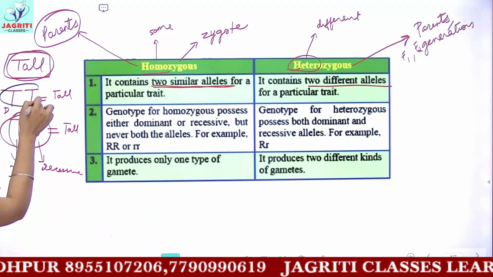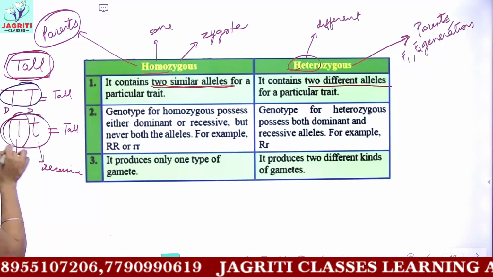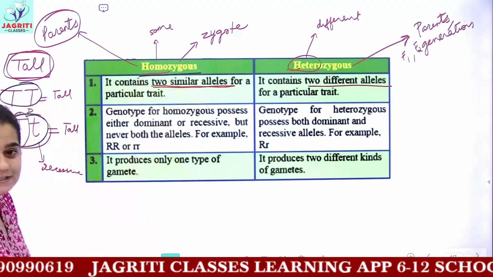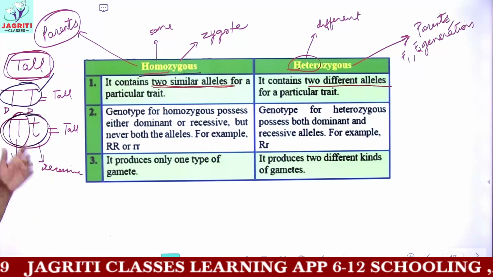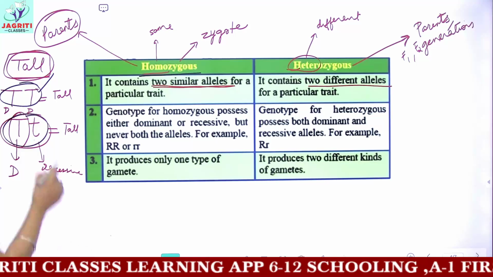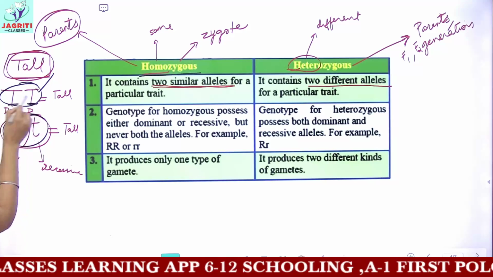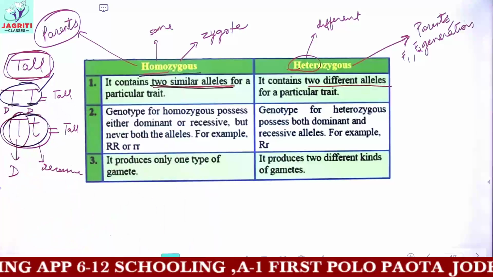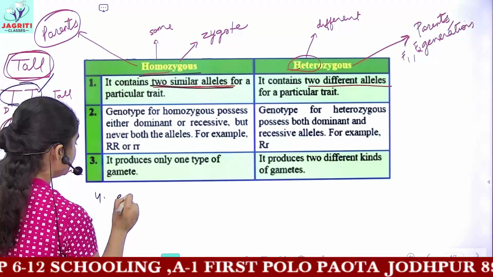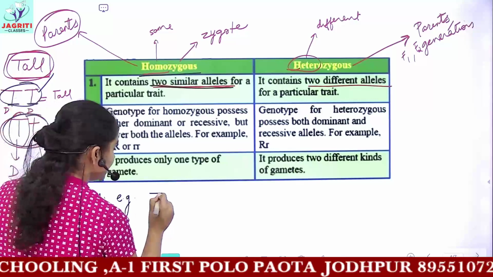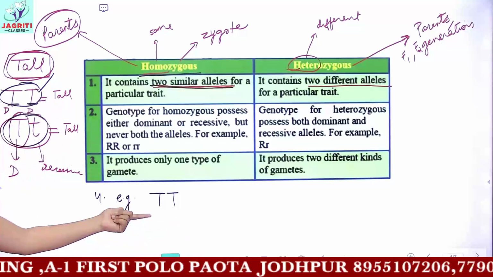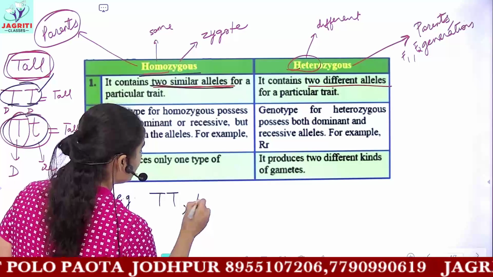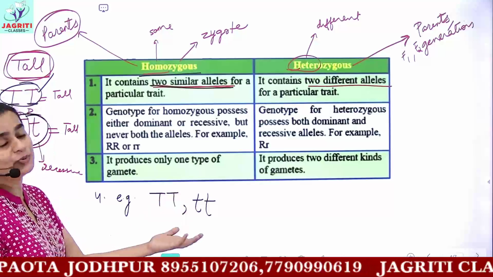That is, either you write capital T, or you can write capital T and small t. What would be homozygous? The first one, capital T, is called homozygous because it contains the same alleles. So we wrote that when two same alleles are present, it is known as homozygous. So the fourth point you can include here as an example: when you have both the alleles same, it is homozygous. So capital T is homozygous. For a short plant, small t would be homozygous.